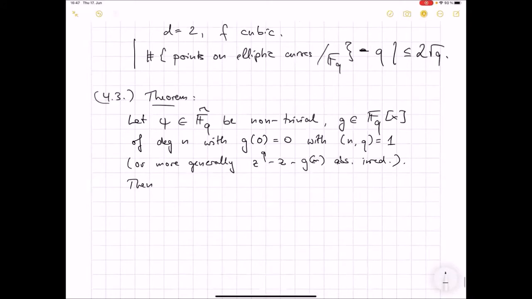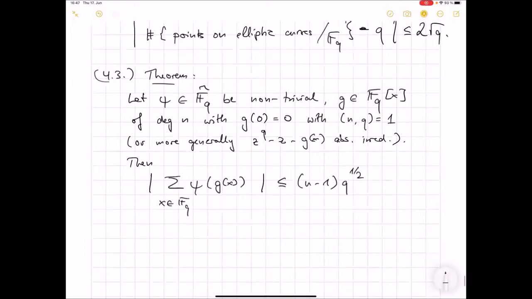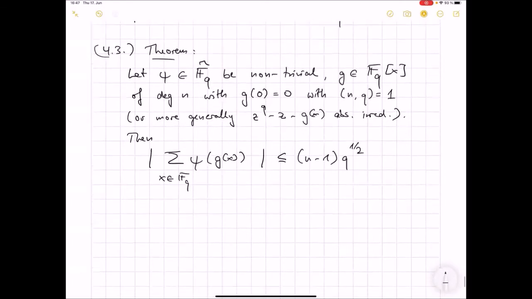Then we get again a best possible bound: the sum of psi of g(x), x in F_q, is bounded in absolute value. And again, this is an honest inequality, no analytic number theory, no implied constant. Well, there is an implied constant, but it's absolutely explicit. It's (n minus 1) times square root q, which is even correct for a linear polynomial, in which case it's trivial, and you get 0 by orthogonality of characters, but this is consistent.